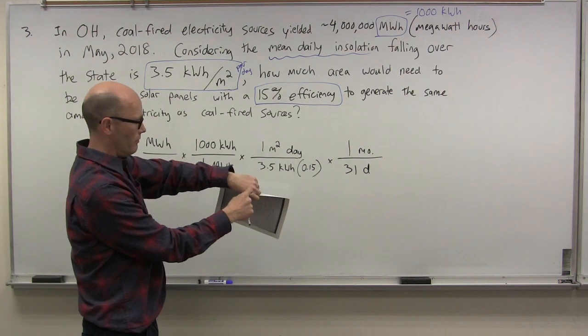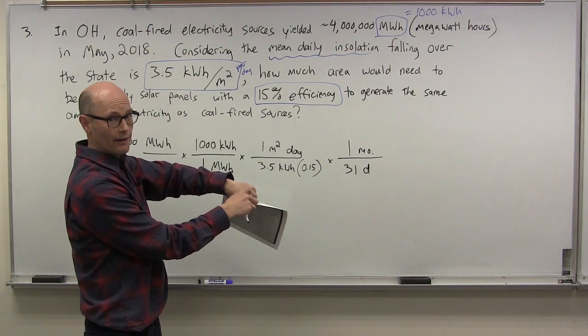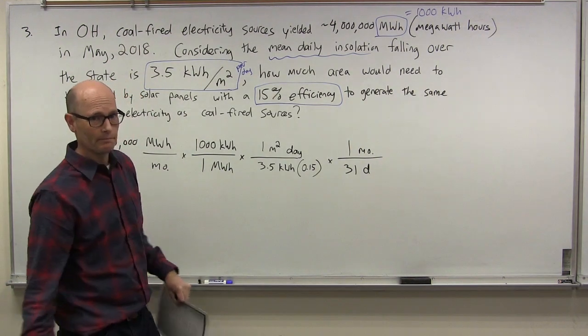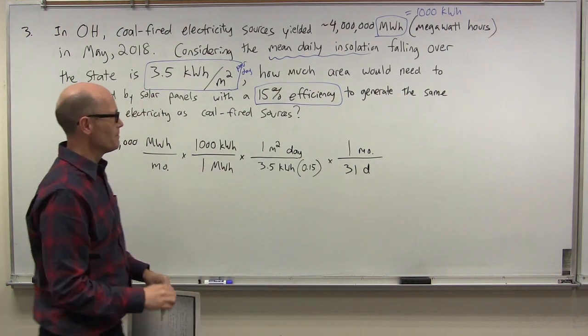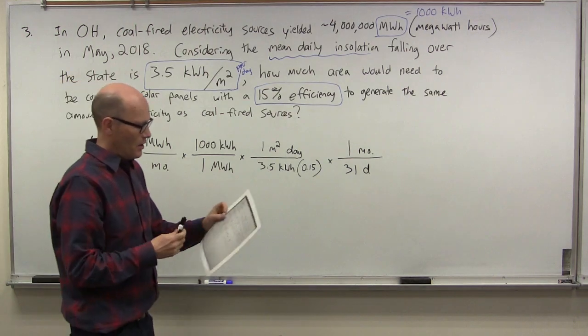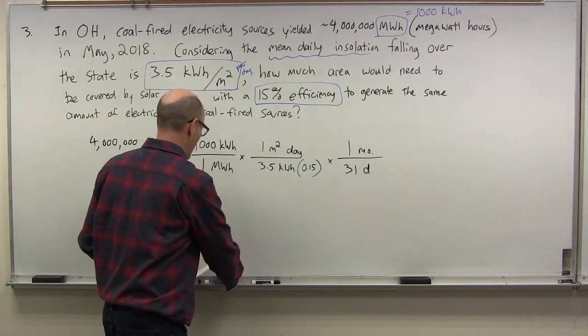January on your knuckle, February, March, April, May. All the knuckles are 31. Anyway. June, July, August, September, October, November, December. That was a freebie.